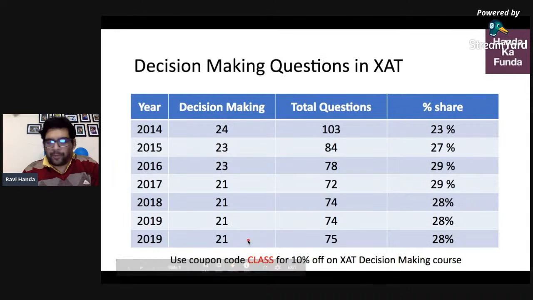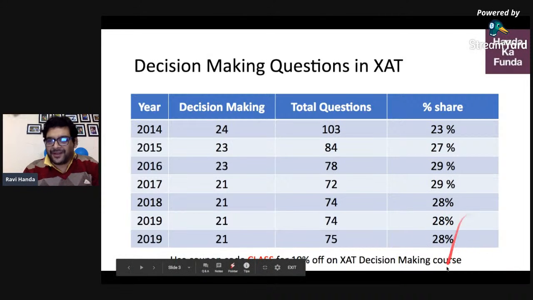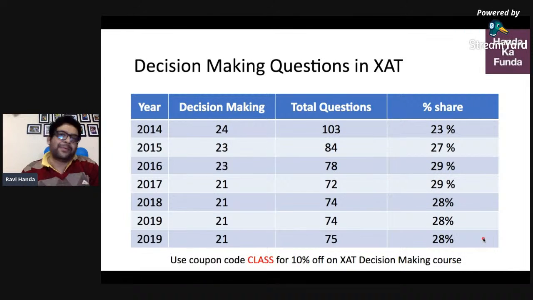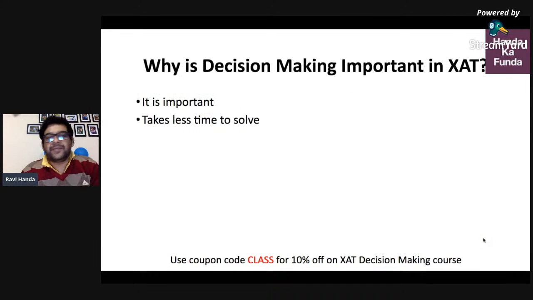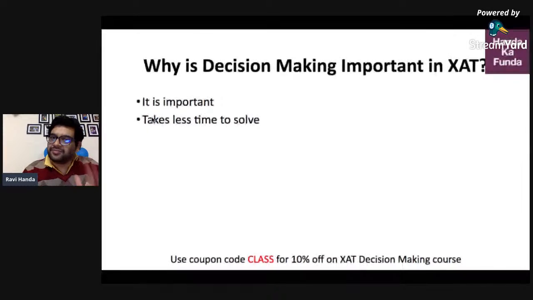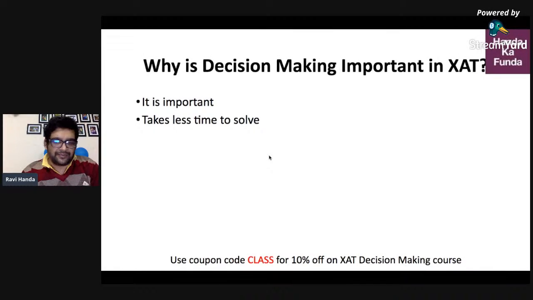Now, why is it important? First of all, obviously it's 28% of the paper, so that makes it important. But over and above that, there are some reasons why I say decision making is the most important section in the XAT exam. A, these questions take less time to solve. If you compare with the LR sets or the DI sets, they take a lot longer. So that's something that puts decision making in an advantageous position.